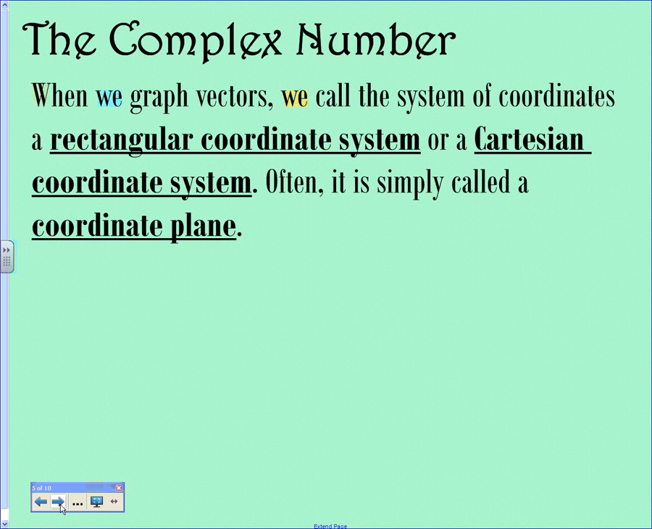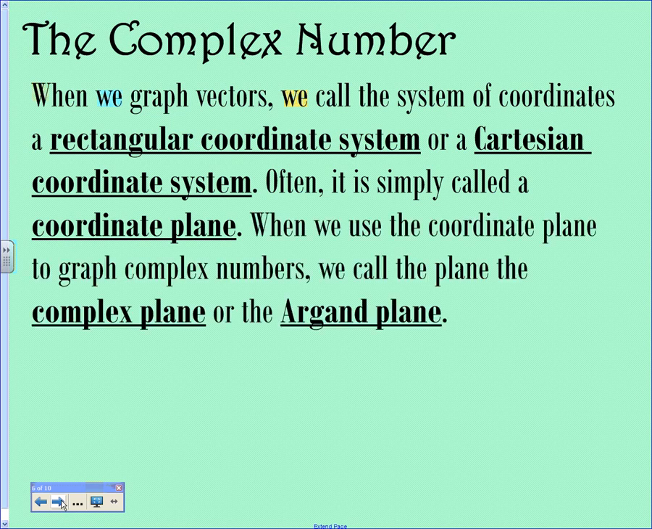Whenever you graph complex numbers, it's called a complex plane. They're very unique in their name, right? Complex numbers go on the complex plane. Or the Argand plane. And I'm assuming Argand is the person that created it. I really have no idea, and the book doesn't say.